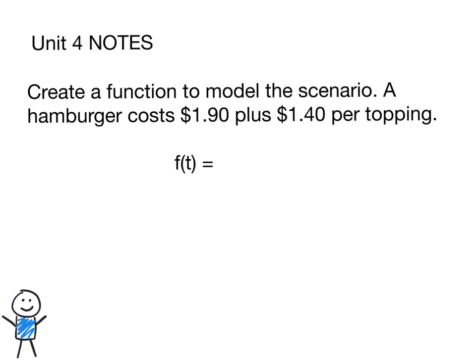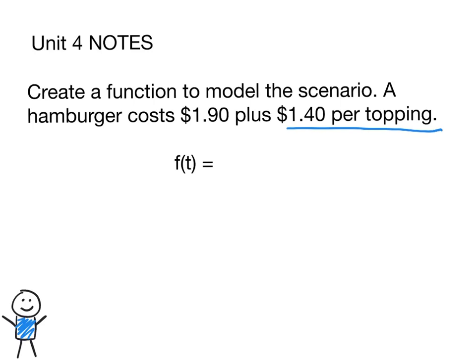This slide says to create a function to model the scenario. A hamburger costs $1.90 plus $1.40 per topping. A general rule that I like to go by when I'm writing a function is: whatever part changes, whatever part says per day, per minute, per topping, $1.40 per something, that's the part that I usually put with a variable.